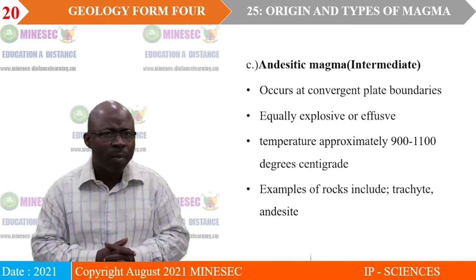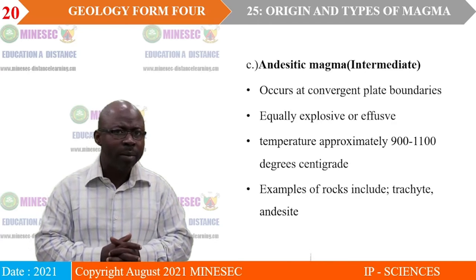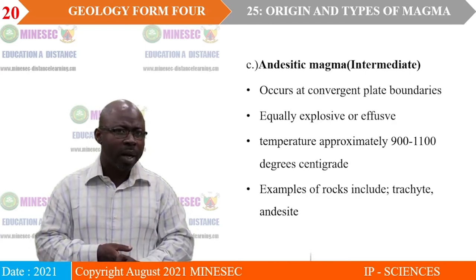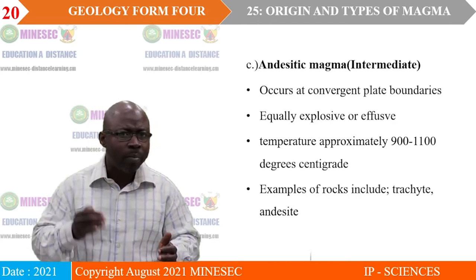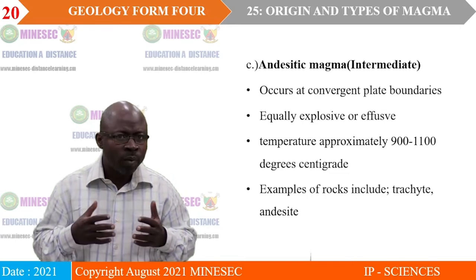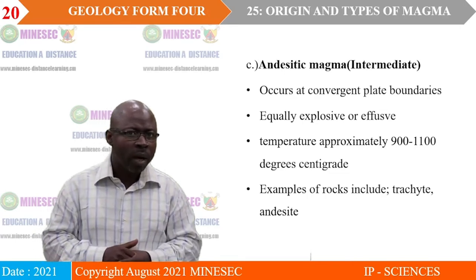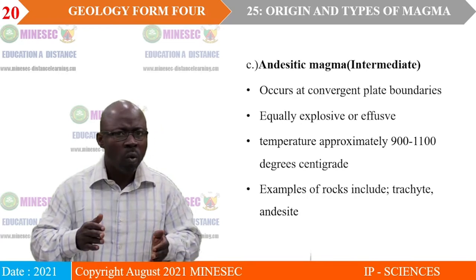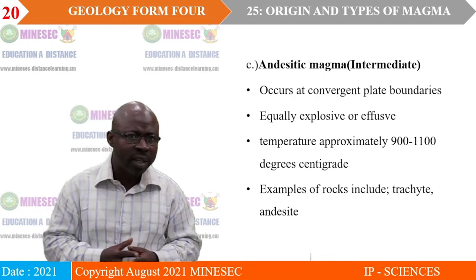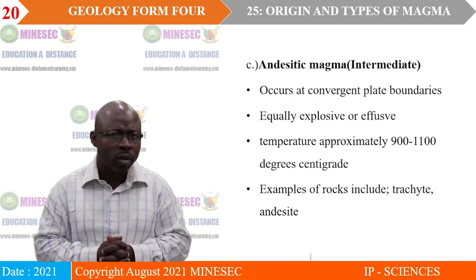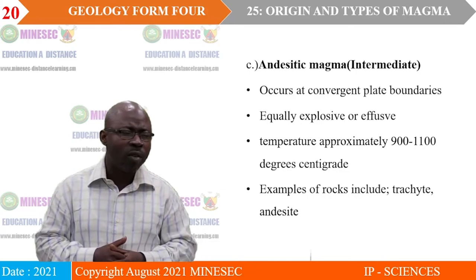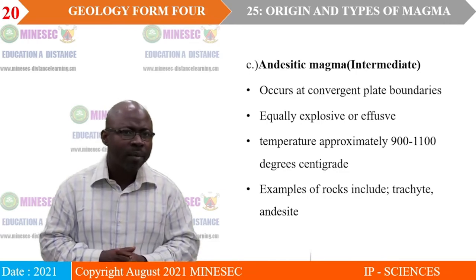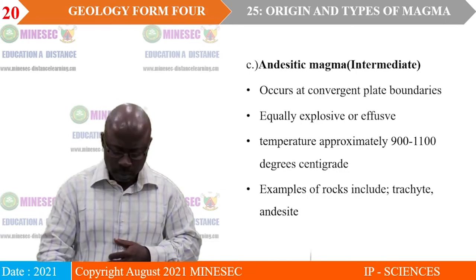We have the third type of magma called andesitic magma or intermediate magma. They occur at convergent plate boundaries. They are very explosive and effusive. The temperature range is approximately 900 to 1100 degrees centigrade. And examples of rocks formed from this kind of magma are trachyte and andesite.